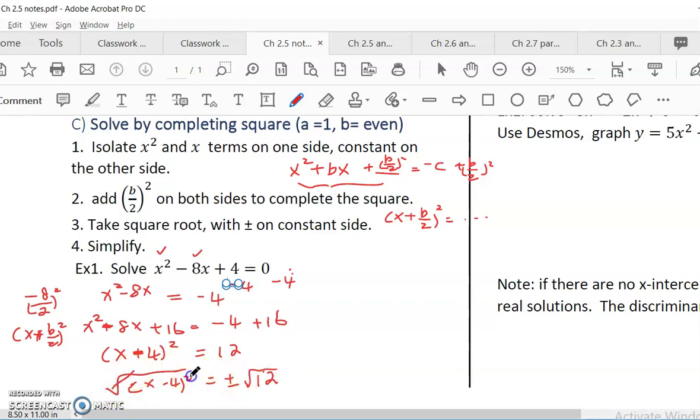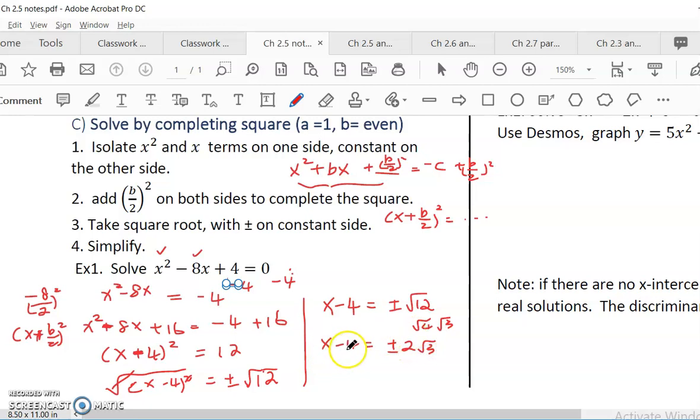And then so these two cancel. You would have x minus 4 equal to plus and minus square root 12. Plus and minus square root 12 is square root 4 times square root 3. So you would say x minus 4 equal to plus and minus 2 root 3.